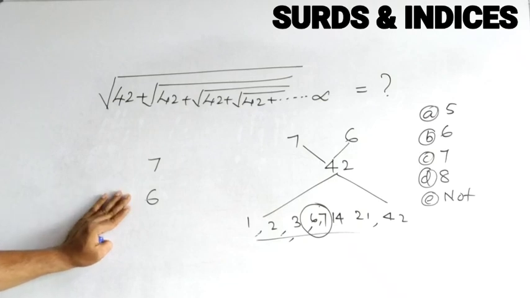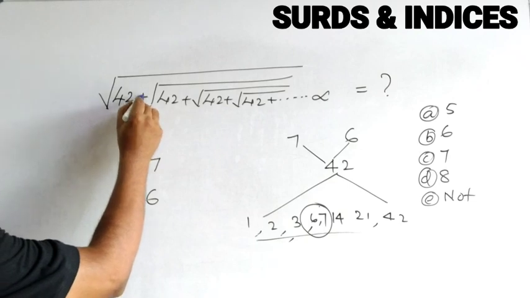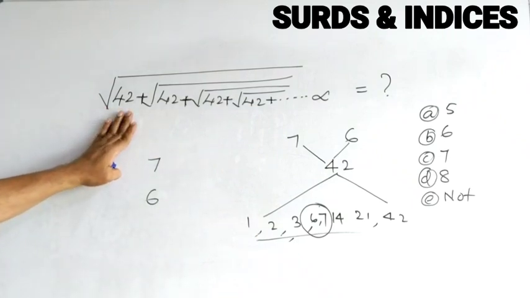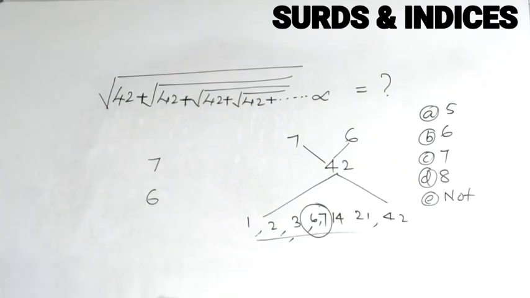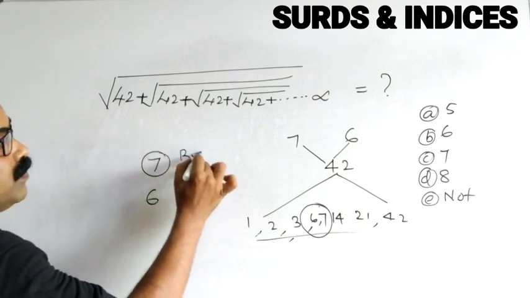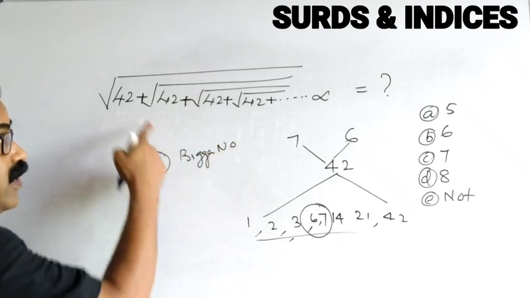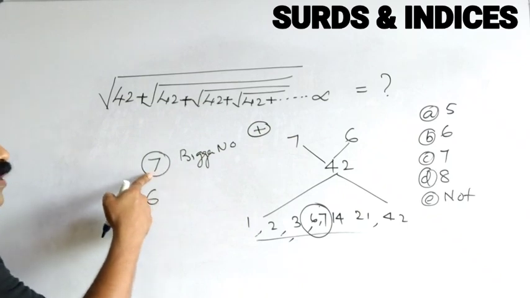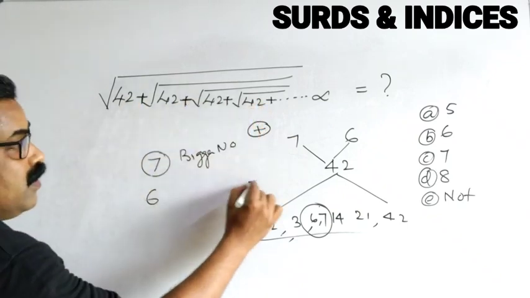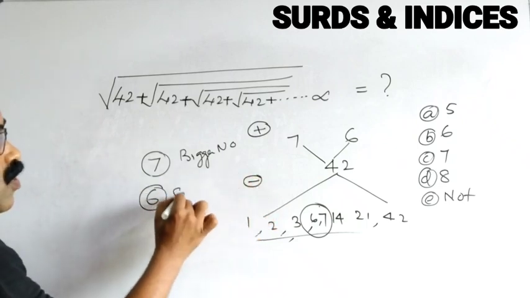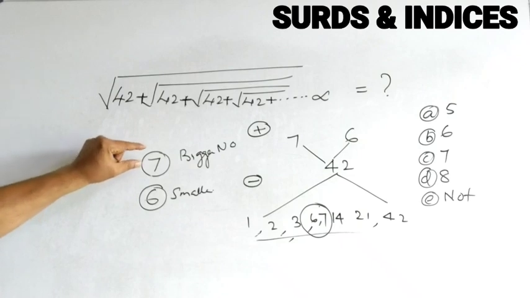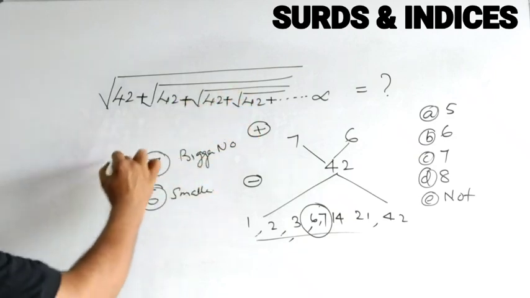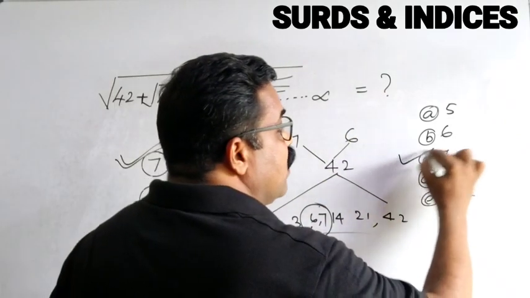And now see the question, what is the symbol given? Here it is plus, here it is plus, here it is plus, here it is plus. So in the question plus is given, then the answer will be the bigger factor, the bigger number. If plus sign is given, then the answer will be the bigger number. And if minus sign is given, then the answer will be the smaller number. So the factors are 7 and 6. Here plus is given, so the answer should be the bigger number. Accordingly you can mark the correct answer as 7.